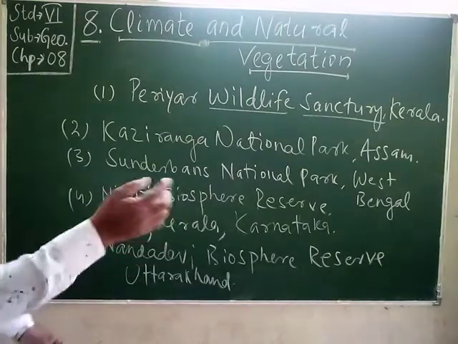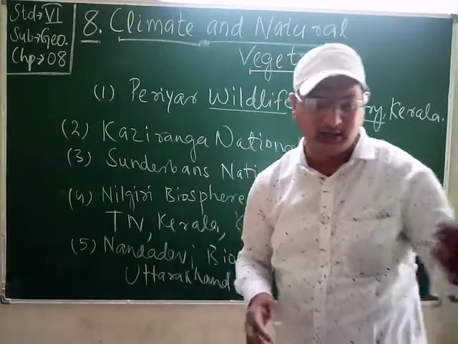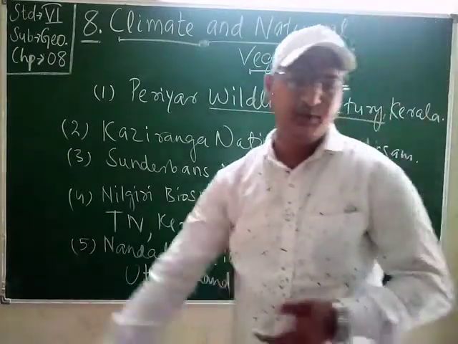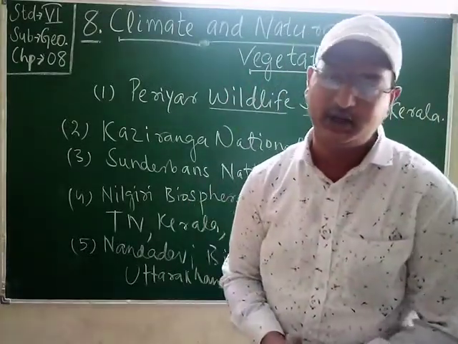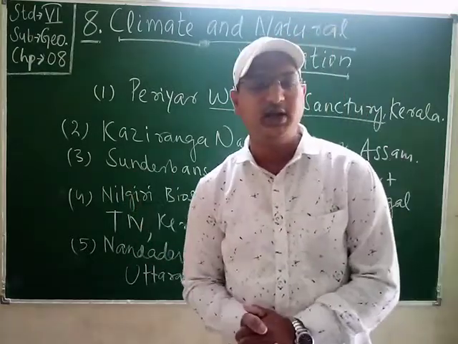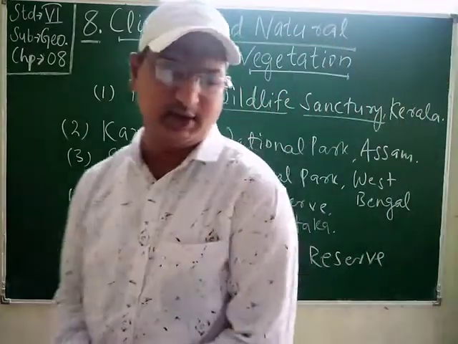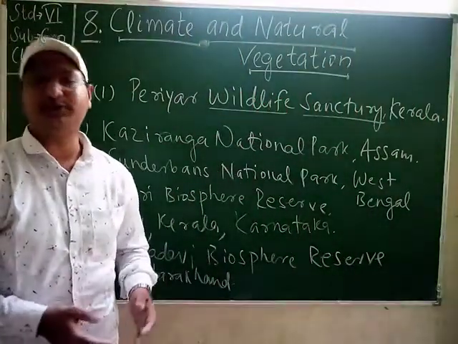Students, these are some of the examples, but in your book many examples have been given. If you come to wildlife sanctuaries, first of all there is Sultanpur Bird Sanctuary in Haryana. Sanjay Gandhi Wildlife Sanctuary in Maharashtra. Sambhar Wildlife Sanctuary in Rajasthan. Hastinapur Wildlife Sanctuary in Uttar Pradesh.